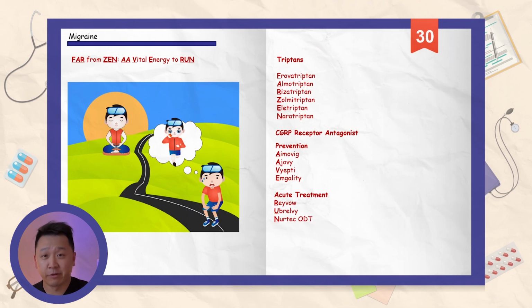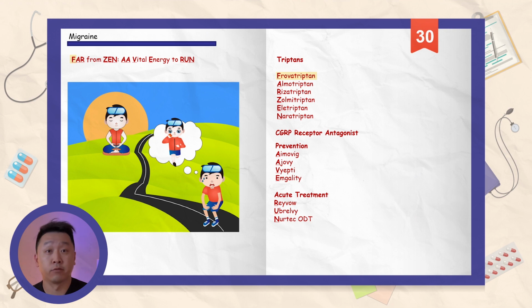Finally, the drug acronym for the migraine treatment is Far From Zen. These AA batteries are kind of like a vital energy that makes you run. So this acronym summarizes the drugs for both the triptans as well as the CGRP antagonists, which includes specifically which medications are useful for prevention as well as for acute treatment. Far from Zen is a state of being when one has migraine. One is far from Zen.